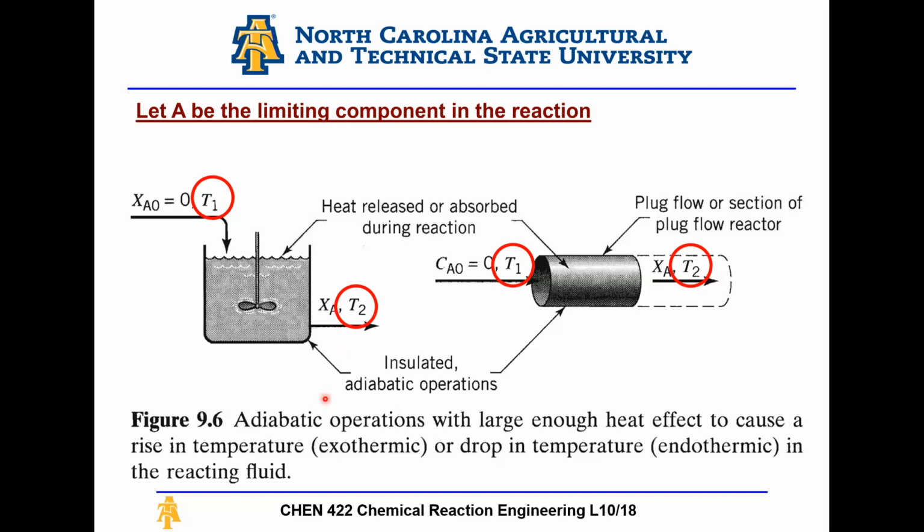And for a CSTR, this is a basic schematic. So I have XA naught. Initially, there is zero conversion. I enter at T1. My reaction happens in the system, and then I exit at a conversion of XA and a temperature of T2.